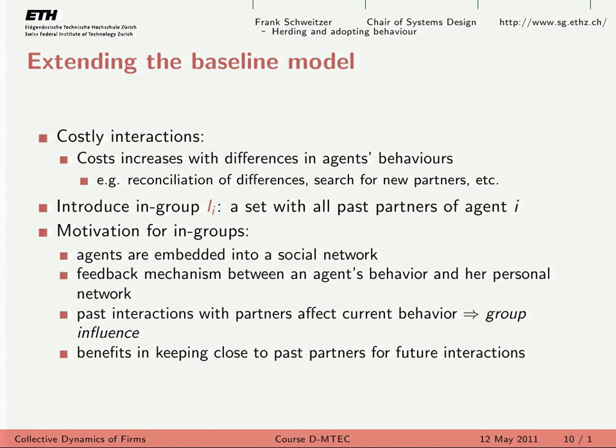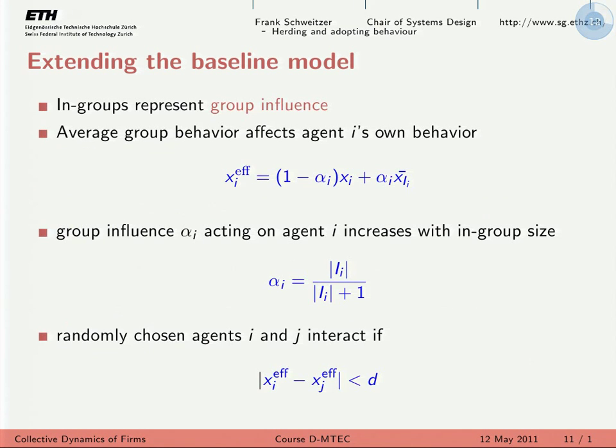Is it clear what we have changed and why? We now assume that the X does not only change according to the bounded confidence model, where we become closer after interaction. It also changes because there is an influence of the past interaction partners, which are summarized in an in-group. That's the idea here. Okay, so here we formalize what I just said.